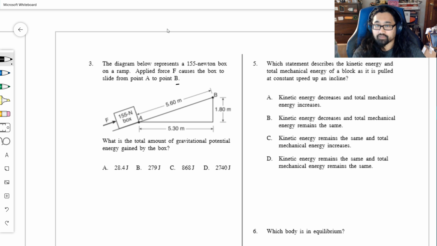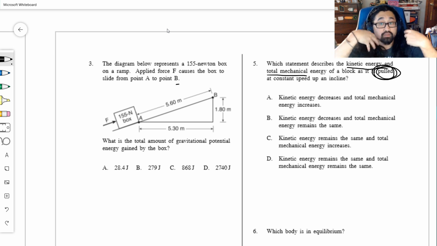Now, number 5 here is on screen already, so I'm going to address it. What happens to kinetic energy and total mechanical energy as you pull something? And this is the key here, that it's pulled. The fact that it's being pulled means that energy is being added to it. So it's going to seem like, when I answer this question, that conservation of energy is broken. However, because it's being pulled, whatever is pulling this block is losing energy in order for the block to gain energy.